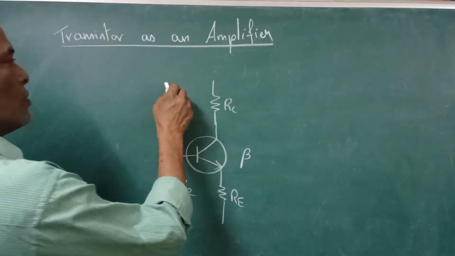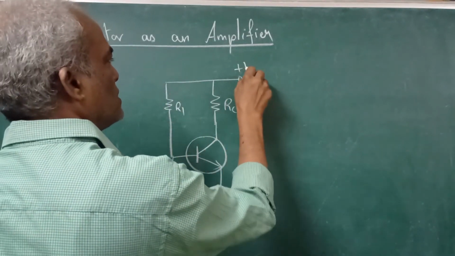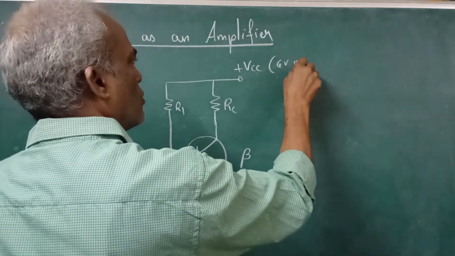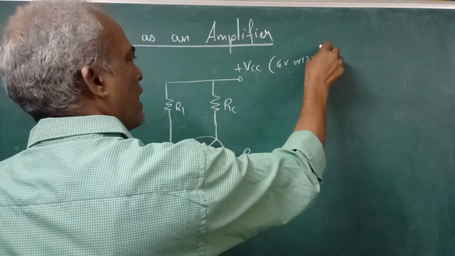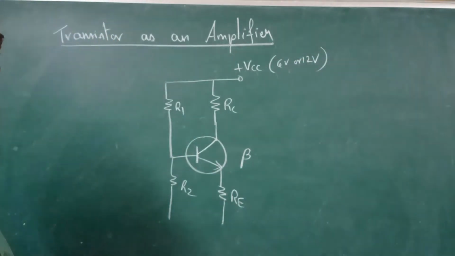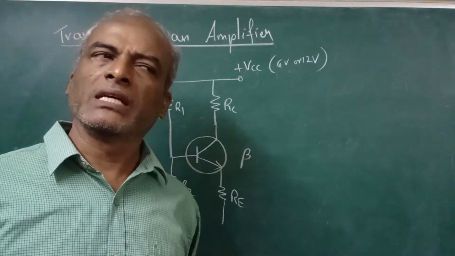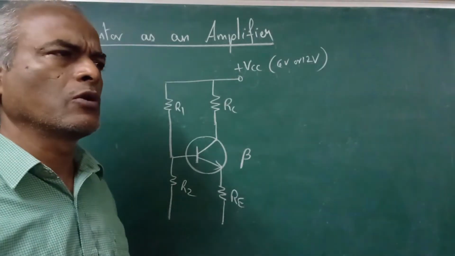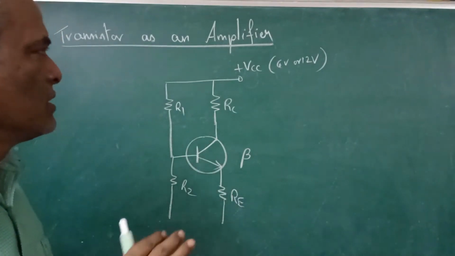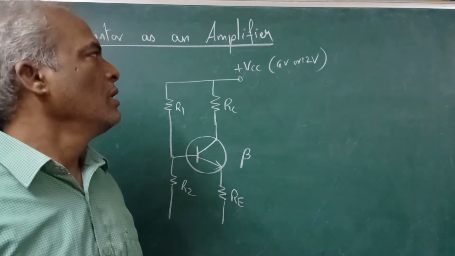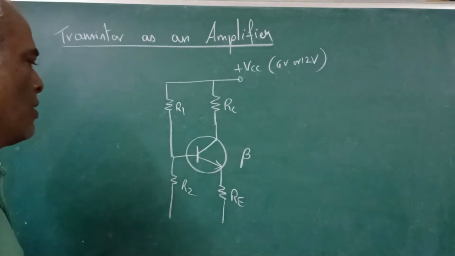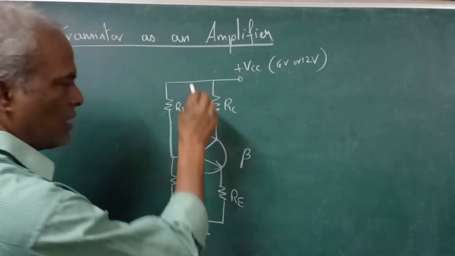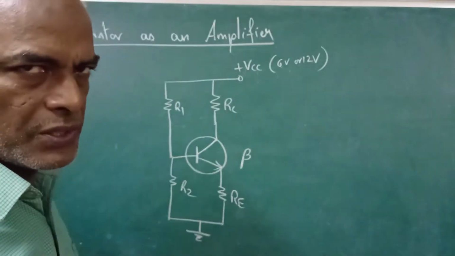This is connected to plus VCC. Generally this voltage will be 6 volts, 9 volts or 12 volts. So basically it will be in the range of 6 volts to 12 volts. For power amplifiers and others, it can go up to 18 volts also. Generally the nominal voltage will be 6 volts. Now this is the DC voltage divider biasing circuit.